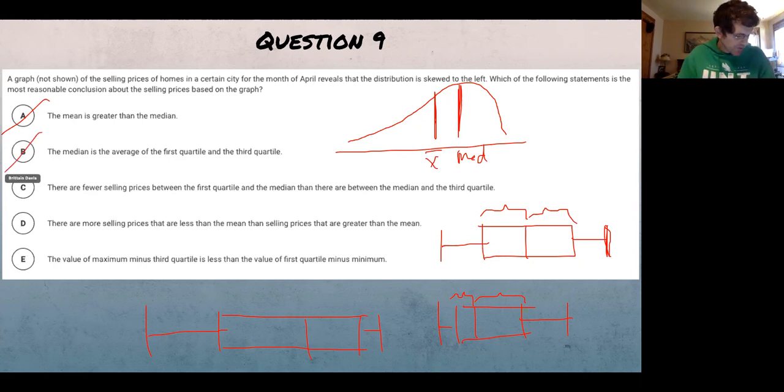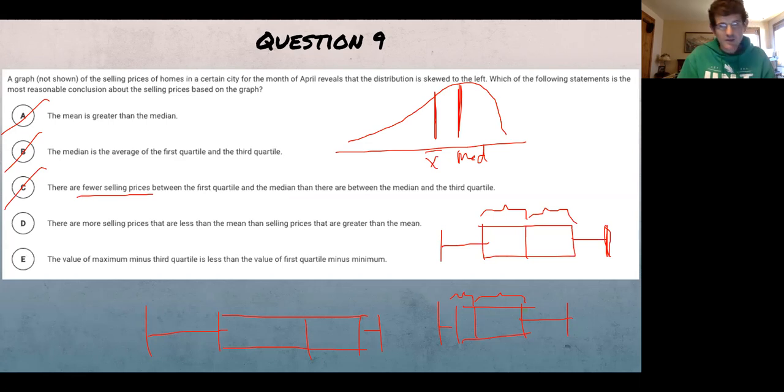There are fewer selling prices between the first quartile and the median than there are between the median and the third quartile. There's always the same number in every quartile. So that's not true. Every quartile contains 25% of the data. There are more selling prices that are less than the mean than selling prices that are greater than the mean. Let's look at E real quick. The value of maximum minus third quartile is less than the value of first quartile minus minimum.